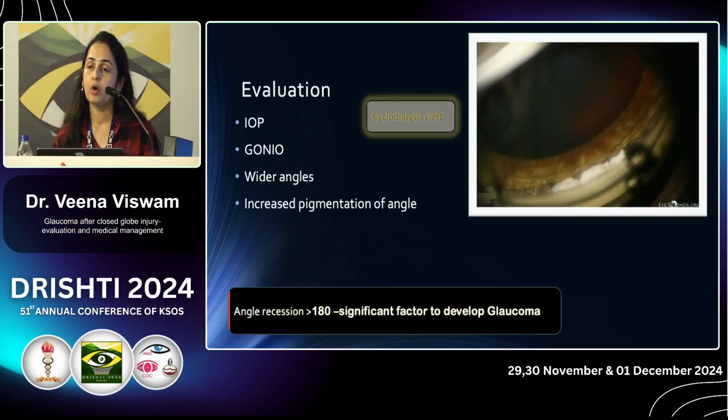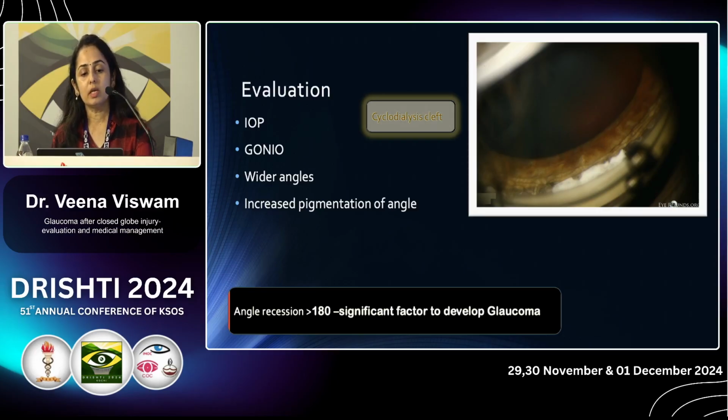So, cyclodialysis cleft should always be kept in mind while we are dealing with an angle recession patient, because the IOP will be low at presentation. Even if the patient is having an angle recession, the IOP may be low, but these cyclodialysis clefts may close by themselves after a few weeks or days, and later the pressure in the eye may rise, resulting in high intraocular pressure. So these patients should be followed up.